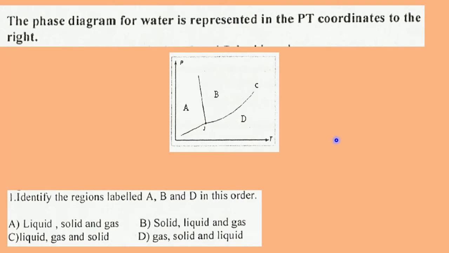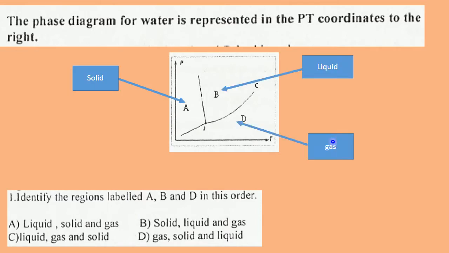The phase diagram for water is represented in the PT coordinates to the right. Identify the regions labeled A, B, and D in this order. Now let's see the diagram. A is the solid phase, B the liquid phase, and D the gaseous phase. So obviously in that order A, B, and D we should have solid, liquid, and gas. So that should give us B.